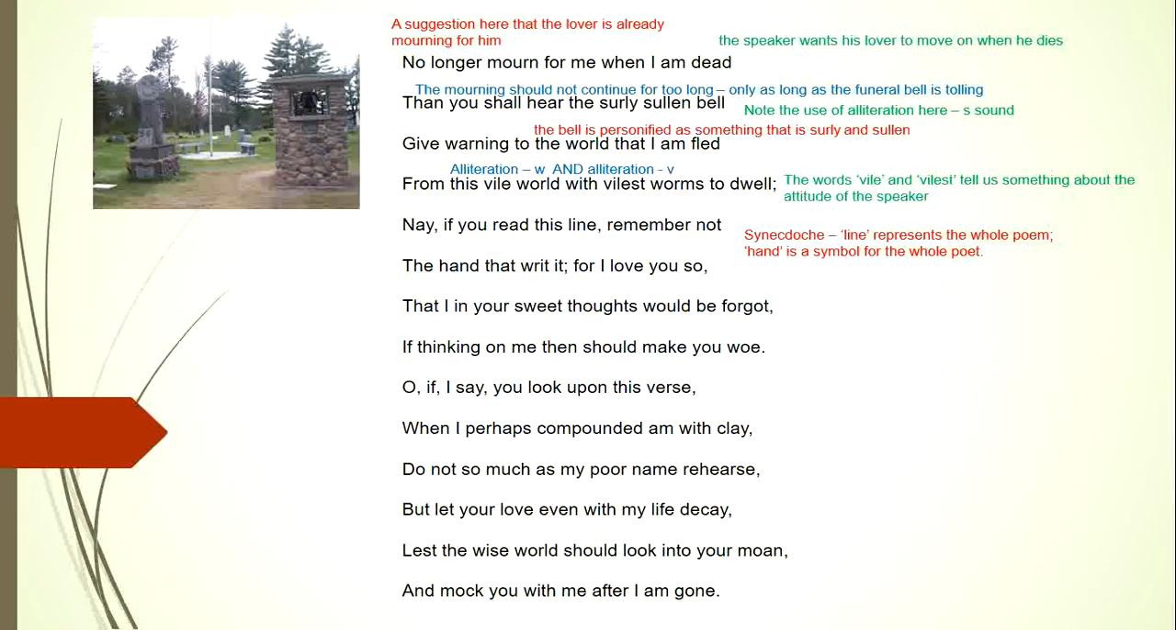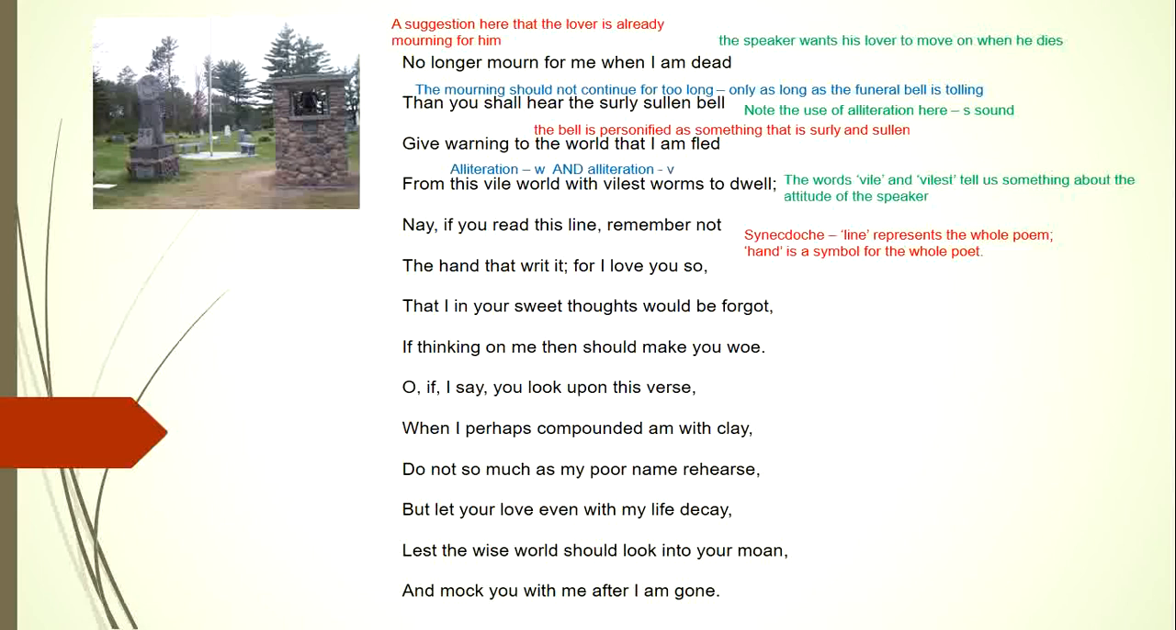So over here we have the line, which represents the whole poem or all of his poetry, not just that line of poetry. And we also have the hand there, which is a symbol for the poet as a whole. So if you think of it, then the poet or the speaker is actually saying that if you read my poetry, don't think of me. In other words, don't think of the person that wrote it.